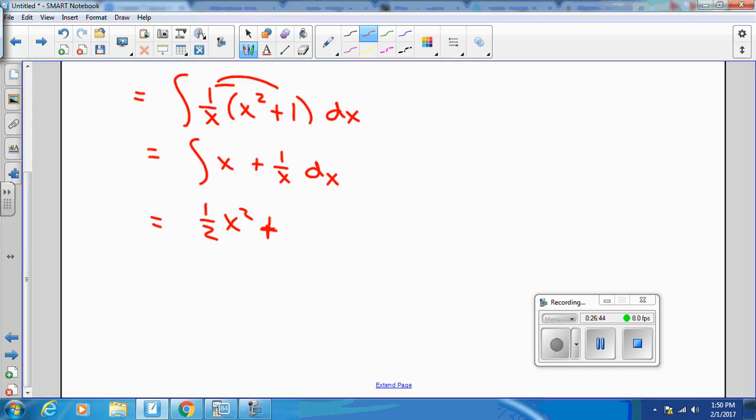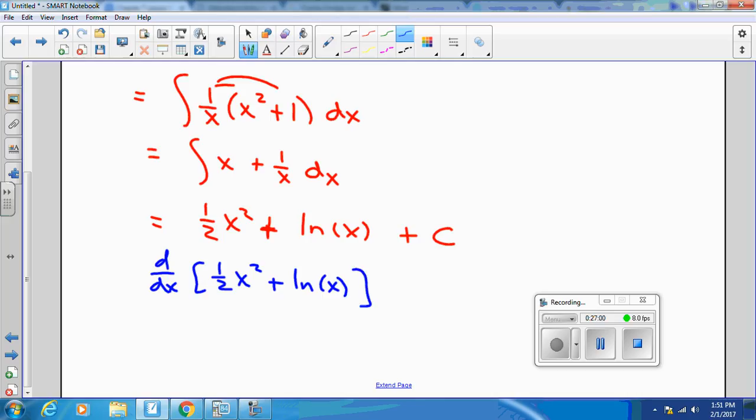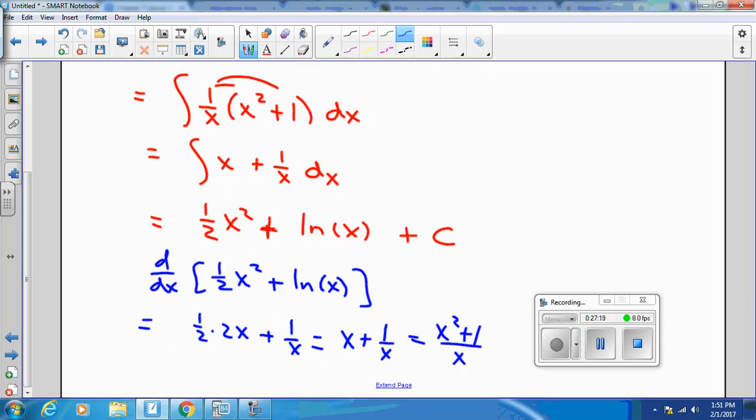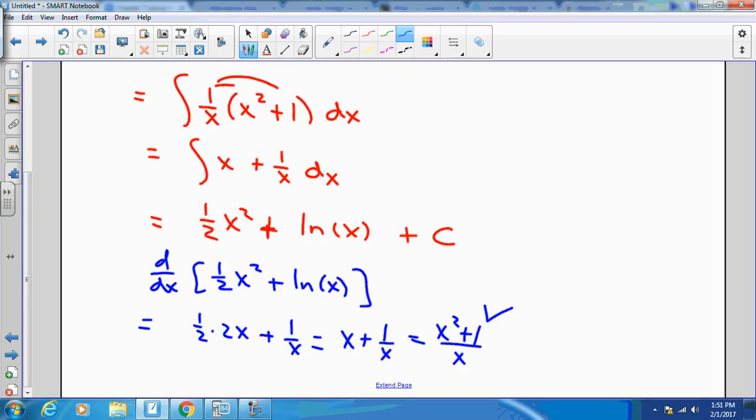Oh, wow. I will say to your shame that the other class had this one. It is the natural log of x. Yep, here it is. Now check it. Because of our sum rule for derivatives, we can go term at a time. And when we do, we get something that we can recombine with common denominators. And so that equals the original integrand, and we're good.